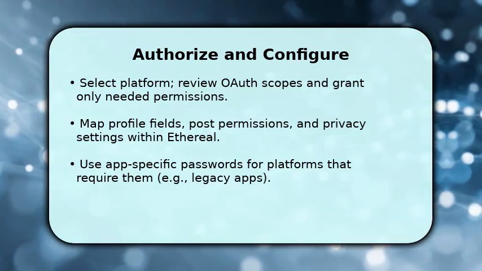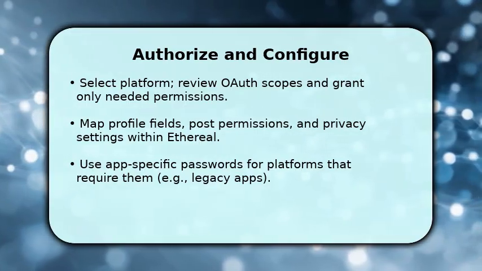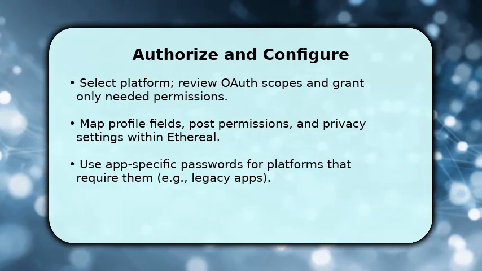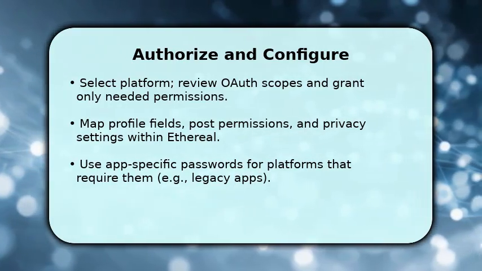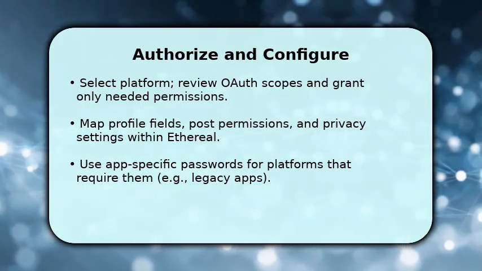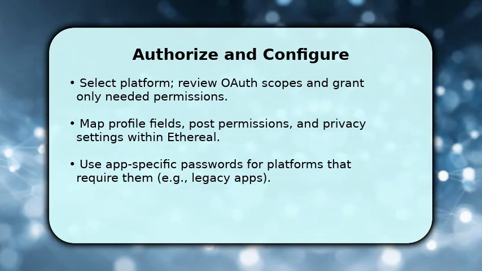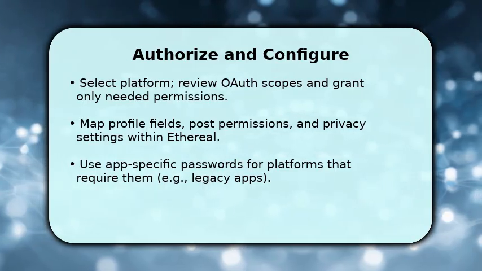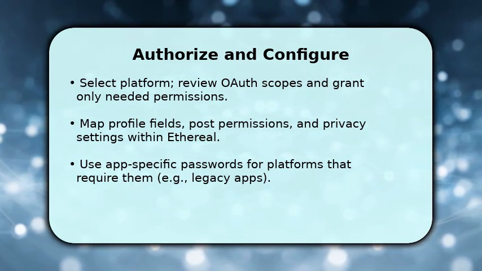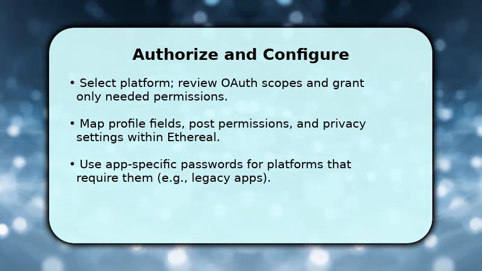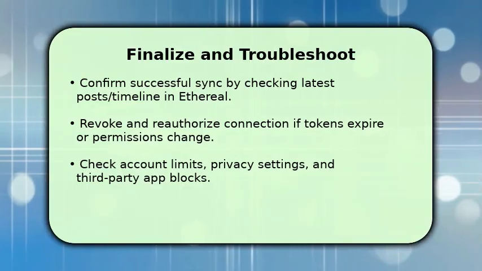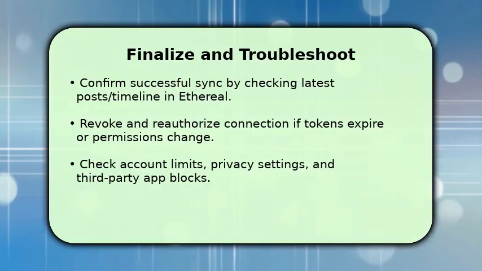After granting access, return to Ethereal where you'll map profile fields and set posting permissions. Decide whether posts are auto-shared or require manual approval. If the platform uses app-specific passwords or token refresh, input those credentials now. Make sure to name the connection clearly so you can manage it later and confirm sync settings for posts and messages. Finish by testing. Create a small test post or pull recent timeline items to confirm the link works.